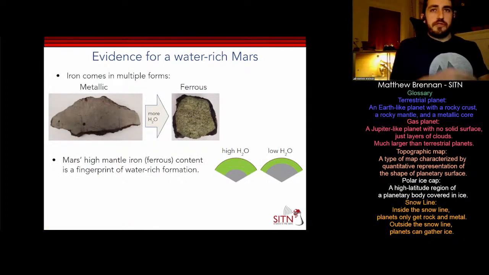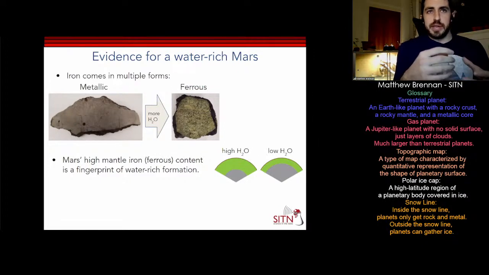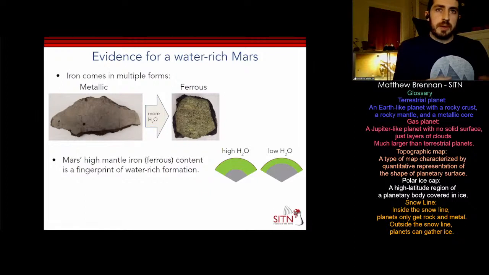So if you're a single atom of iron, the choice between being part of iron metal or being part of ferrous iron is essentially related to how much oxygen or how much water is in your environment. So the fact that, as we learned earlier, Mars's mantle contains almost twice as much ferrous iron as the Earth's mantle does indicates that Martian formation occurred in an environment where there was enough water to force a large portion of the total iron to be in the mantle rather than in the core.